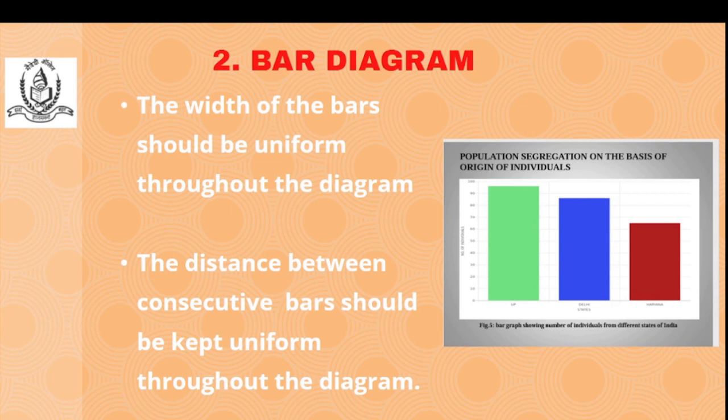Now, two things I must mention here that have to be taken care of while drawing a bar diagram. First point is that the width of each bar has to be uniform throughout the diagram. And the second important point is that we should make it very clear that the gap between the consecutive bars that are used for representing the data has to be uniform.